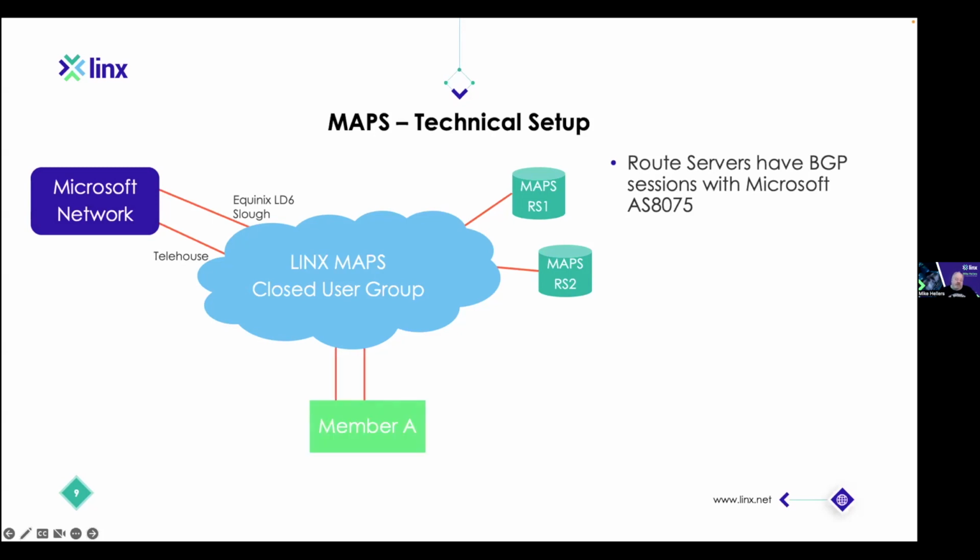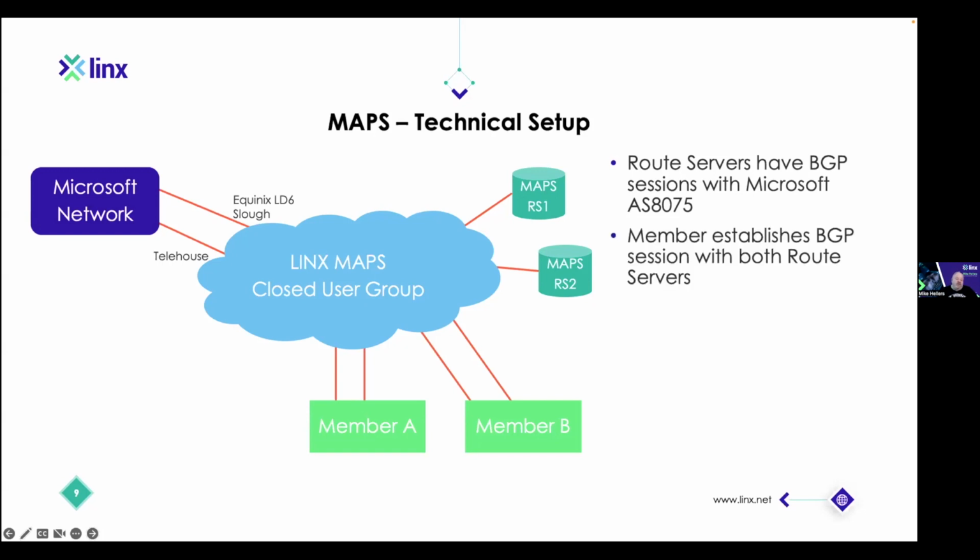Any member, any customer who wants to use this service, the only thing they need is a port on our fabric, and on that port a connection into that closed user group. That can be an existing port, or it can be a port dedicated for that. Any other member customer who uses it will have a connection into that closed user group the same way. But that closed user group, as we said, is only used for this service. So there's no other traffic in there.